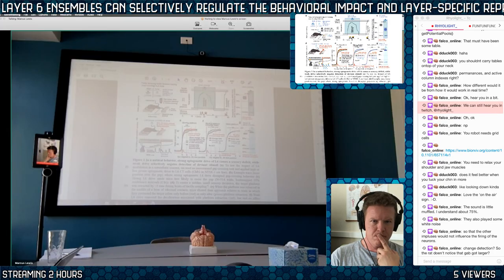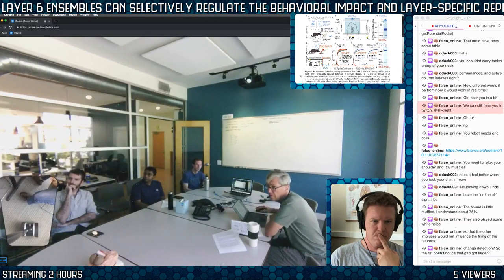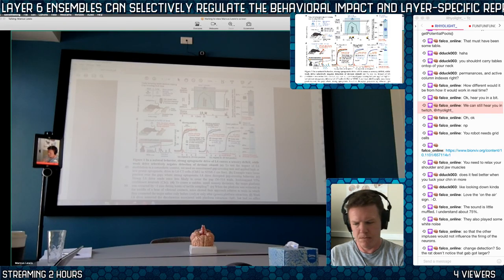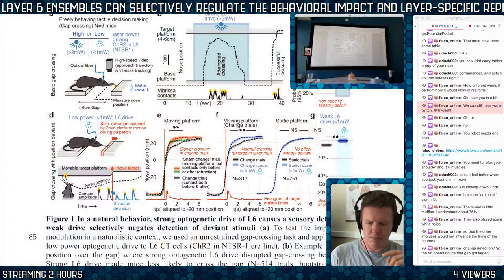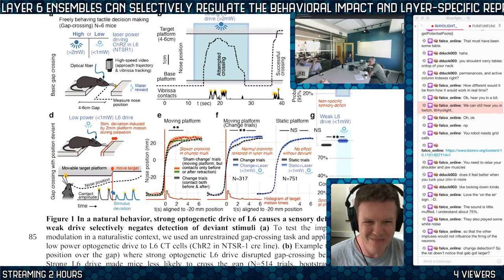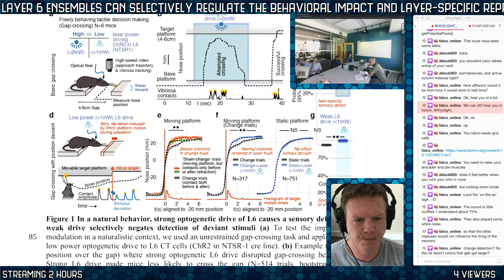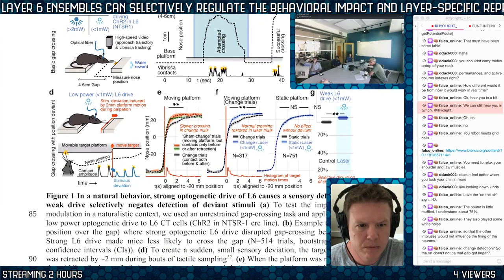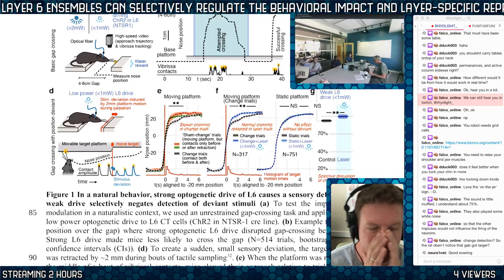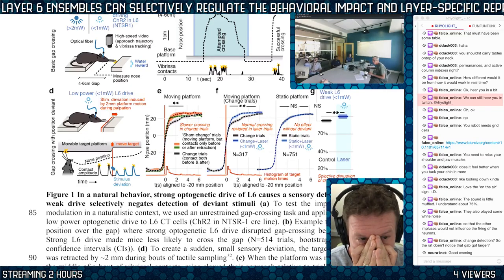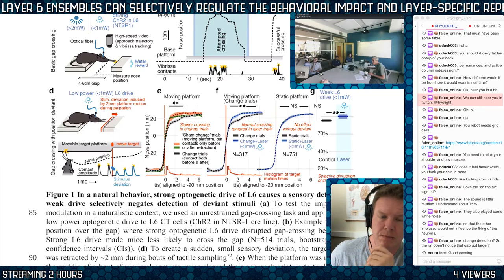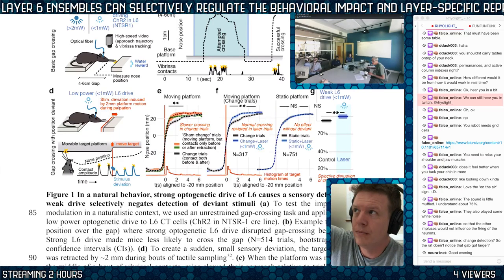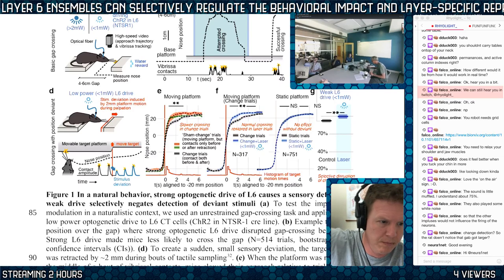This second one, F, what they're showing here is that when you give the mild layer 6 activation, which is less than 1 milliwatt, it removes the effect of the moving platform. Normally, if the rat detects the moving platform, it's like, hey, wait a second, I don't want to jump right now, right? But when they mildly activate layer 6, that performance difference goes away. And the rat just doesn't even notice it. That's what this one's showing.